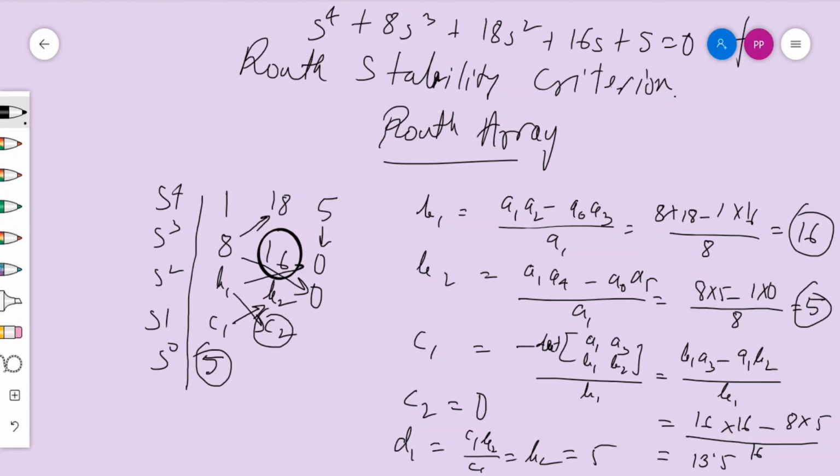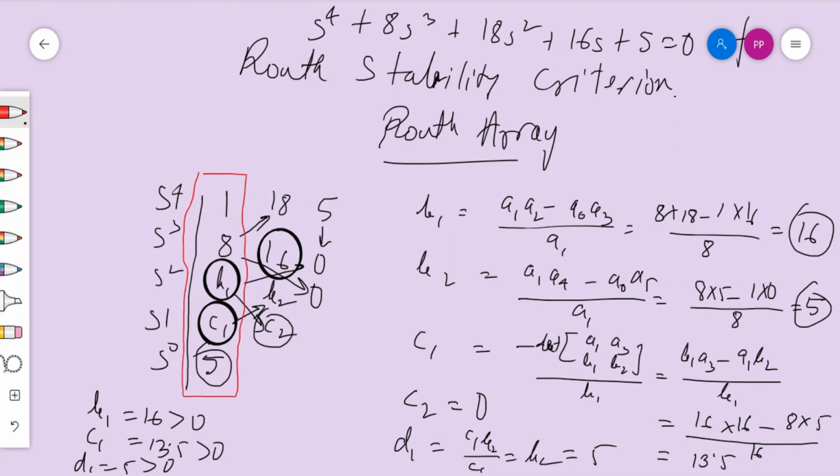In this way we can find the elements of the Routh array, and from that estimation we obtain that b1 equal to 16 is greater than 0. This is the third element in the first column, which is greater than 0. The fourth element in the first column, C1 equals 13.5, is again greater than 0, and D1 equals 5 is again greater than 0. So ultimately we find that the entire first column in the Routh array is greater than 0. That is why the system is stable.